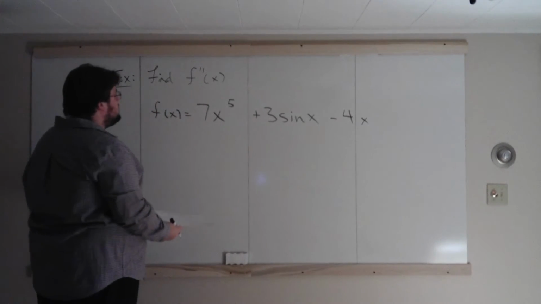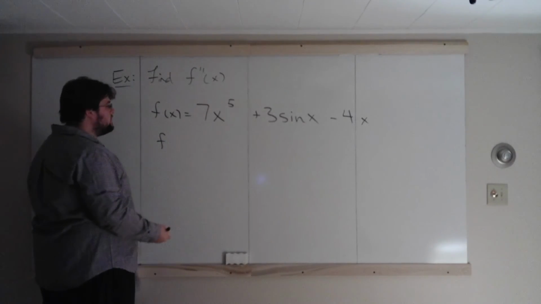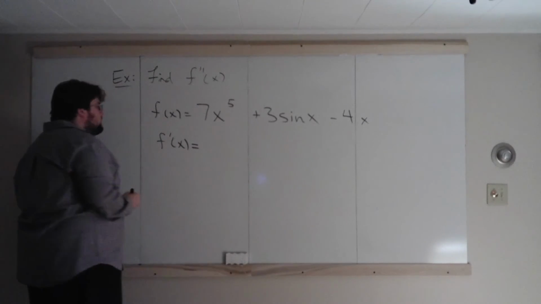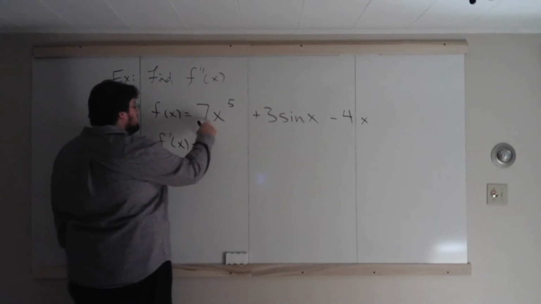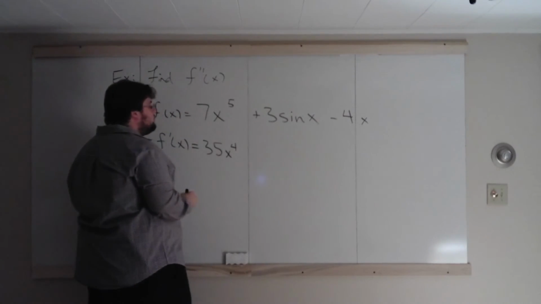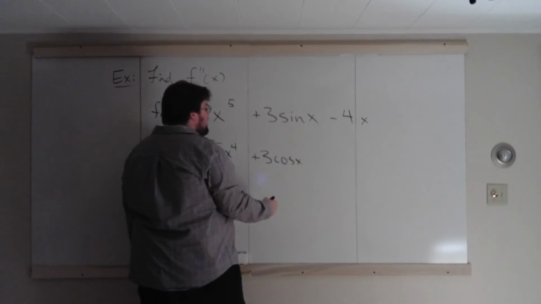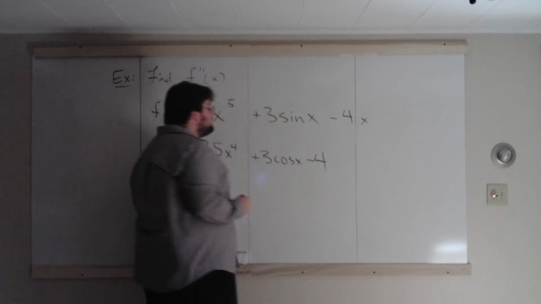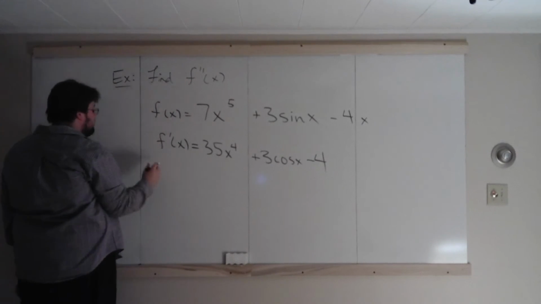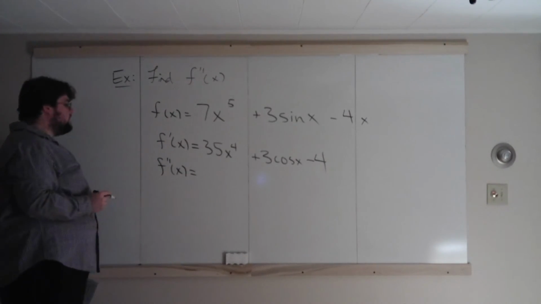So let's find the second derivative. Well, to find the second derivative, we first need the first derivative. So let's find the first derivative. Well, here we have a power rule. 7 times 5 is 35, x to the fourth. Derivative of sine is cosine. Derivative of negative 4x, just negative 4. Well, that's not the answer. It tells us to find the second derivative. So we need the derivative of this.